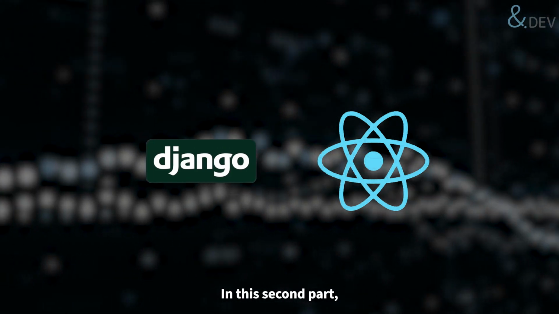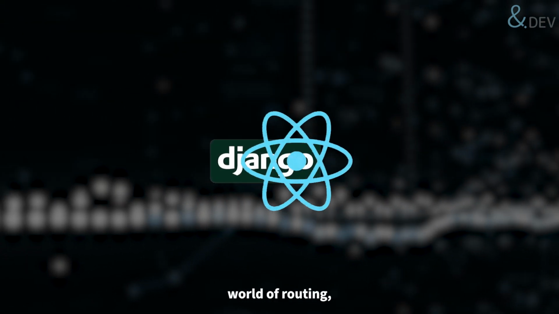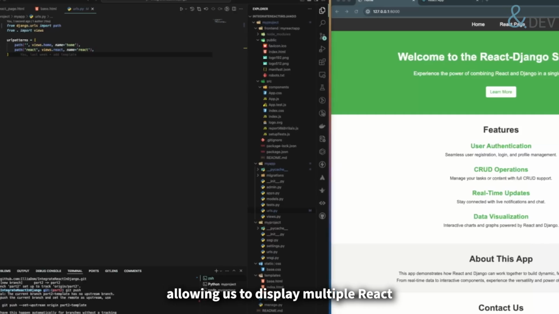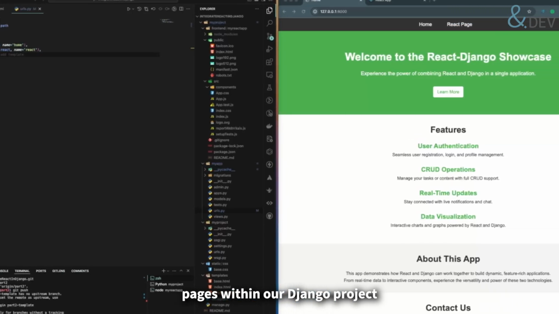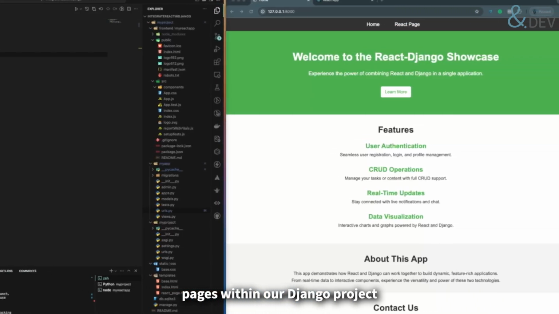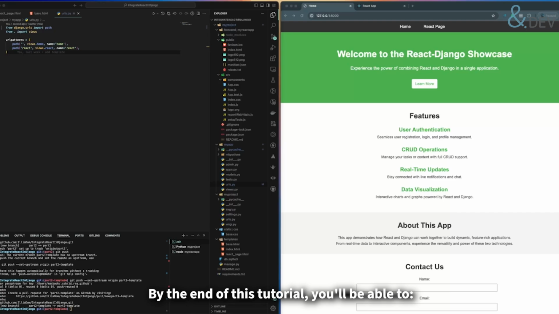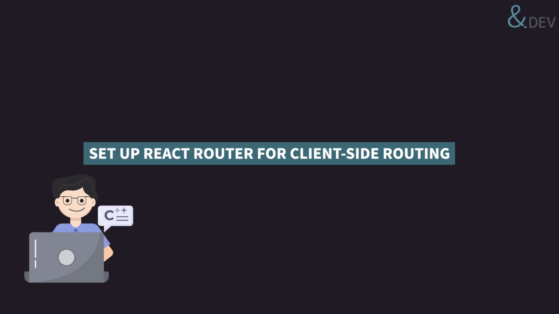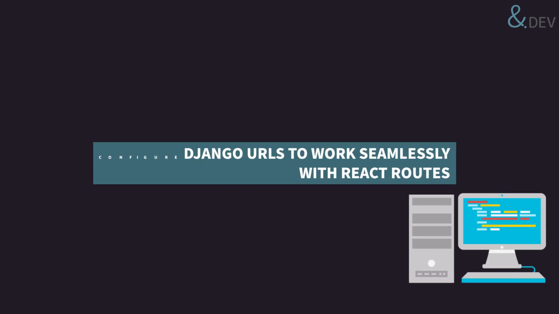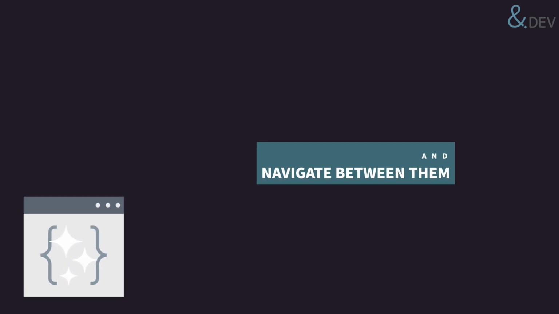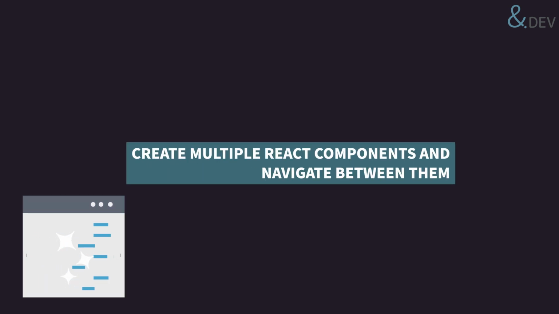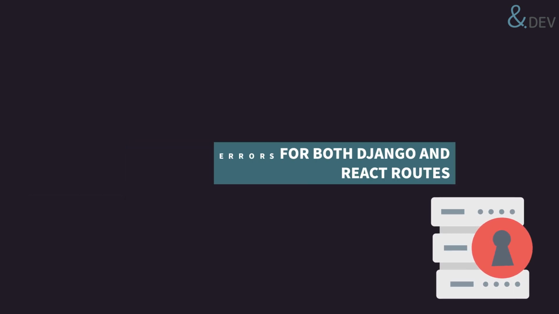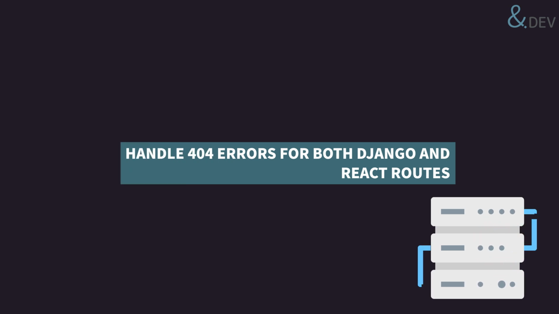In this second part, we will dive into the exciting world of routing, allowing us to display multiple React pages within our Django project. By the end of this tutorial, you will be able to set up React Router for client-side routing, configure Django URLs to work seamlessly with React routes, create multiple React components and navigate between them, handle errors for both Django and React routes.